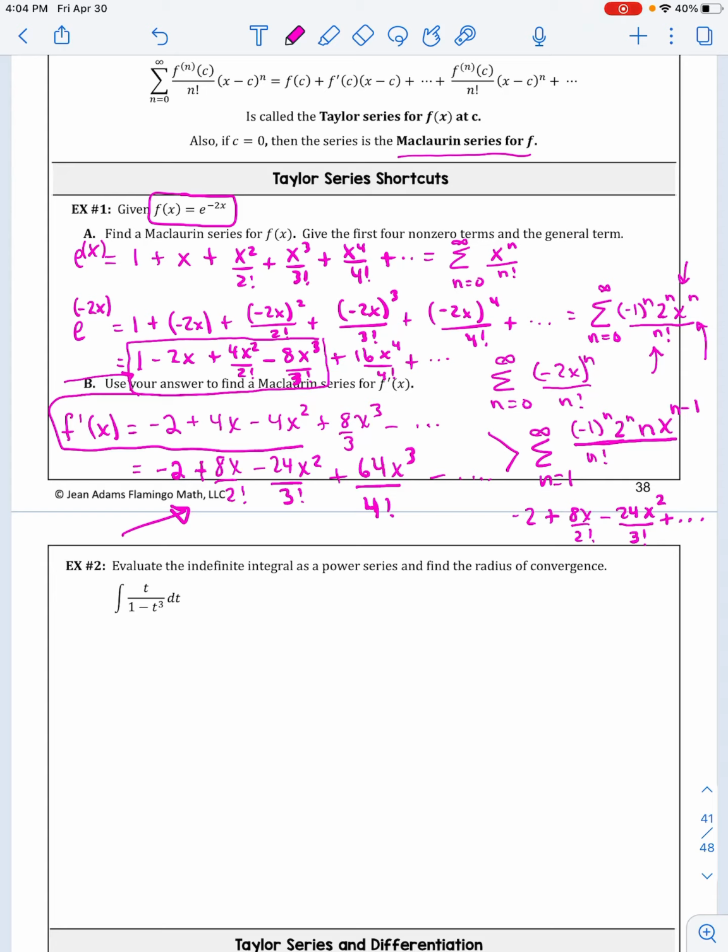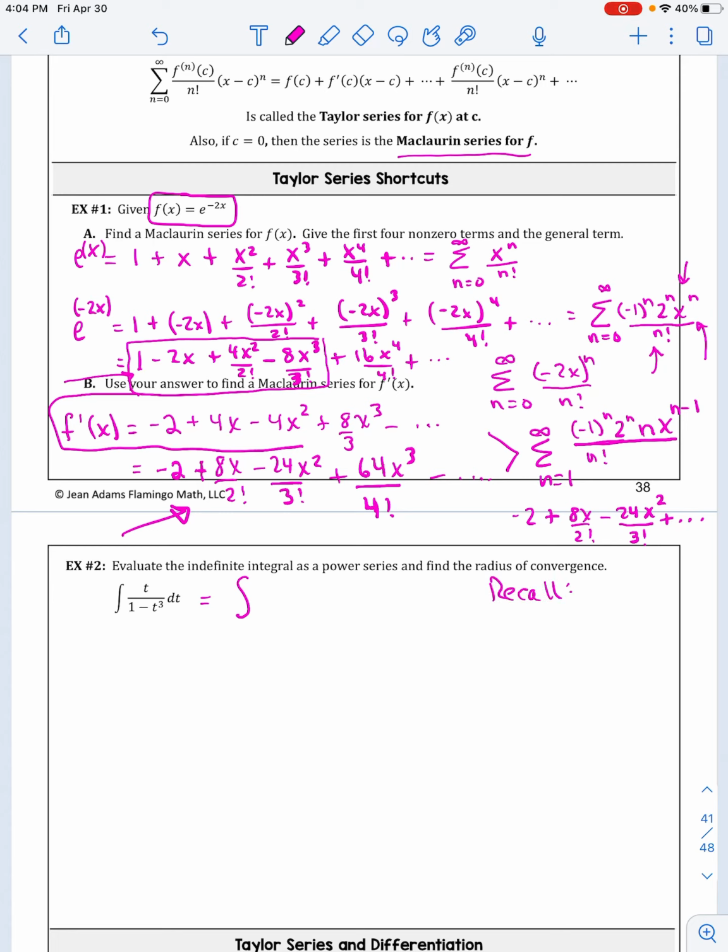So that was our Maclaurin series, and we found the Maclaurin series for f prime using that f of x equals e to the negative 2x. All right, so let's move to the next page. We've got example number 2, evaluate the indefinite integral as a power series and find the radius of convergence.